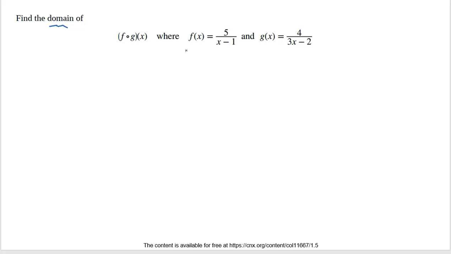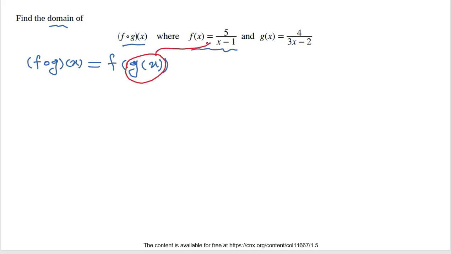Find the domain of f composed with g of x, where f of x and g of x are given. So we want to find the domain of f composed with g of x, which is equal to f of g of x. So we know f of x is 5 over x minus 1. If we want to find f of g of x, we just need to substitute g of x for x. So this is equal to 5 over g of x minus 1.